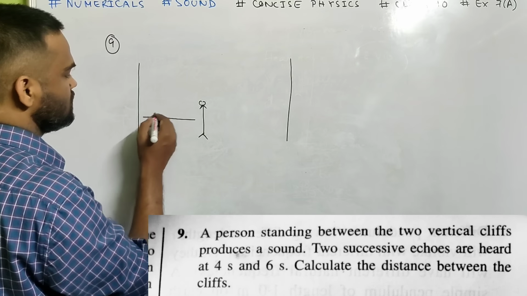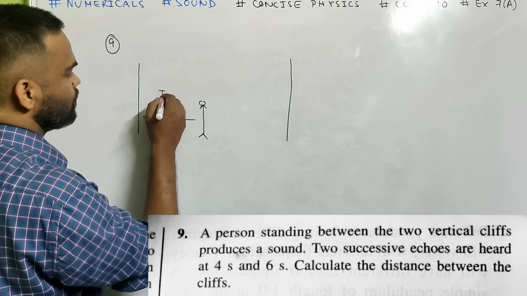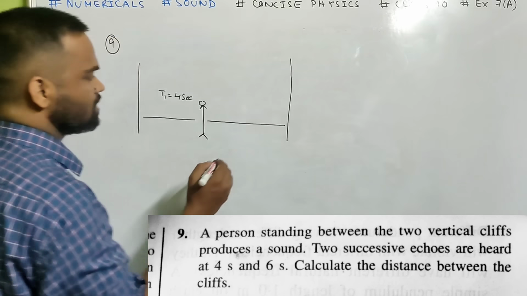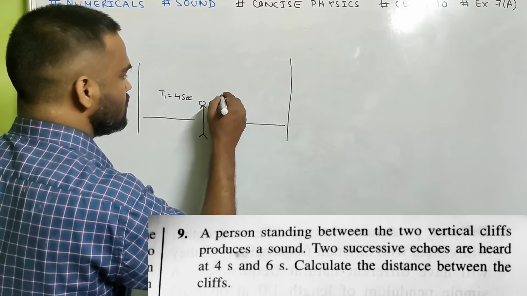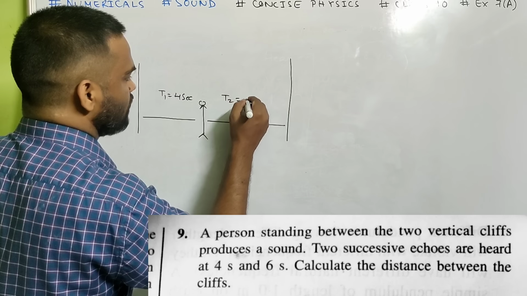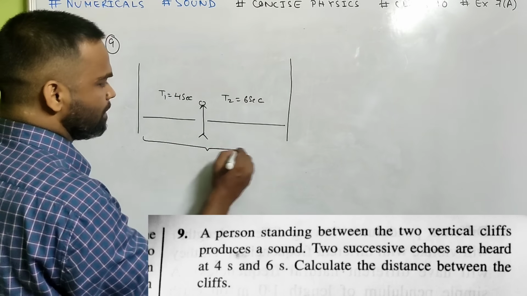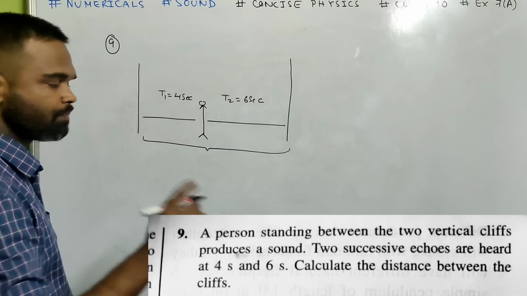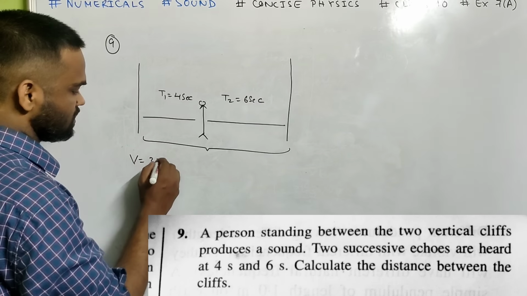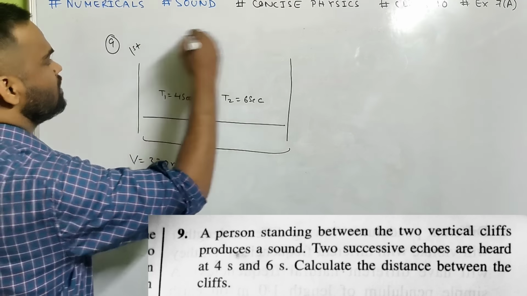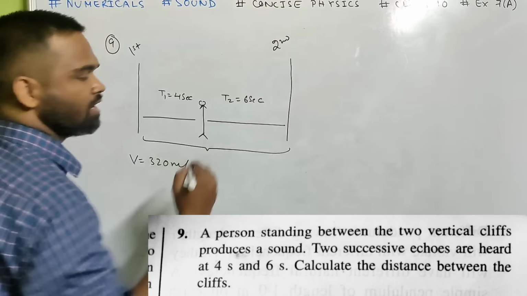This is the nearer one. So he hears the echo after 4 seconds. This is at a little more distance than this. So he hears an echo after 6 seconds. They need the distance between these two cliffs. And the speed of sound is given as 320 meters per second. This is your first cliff and this is your second cliff.